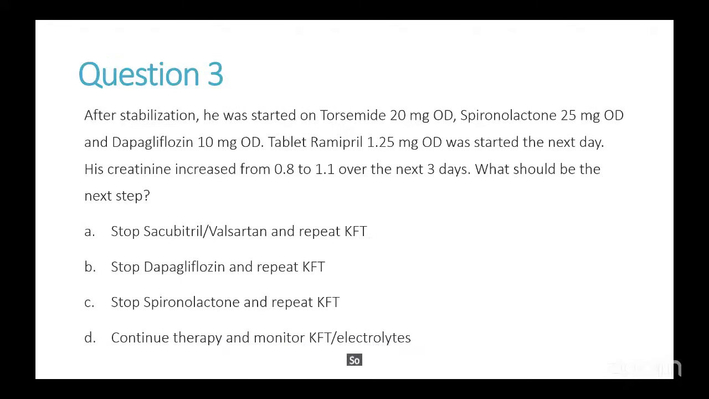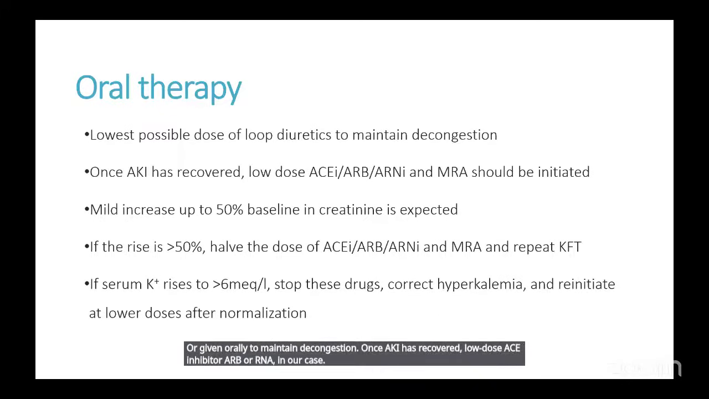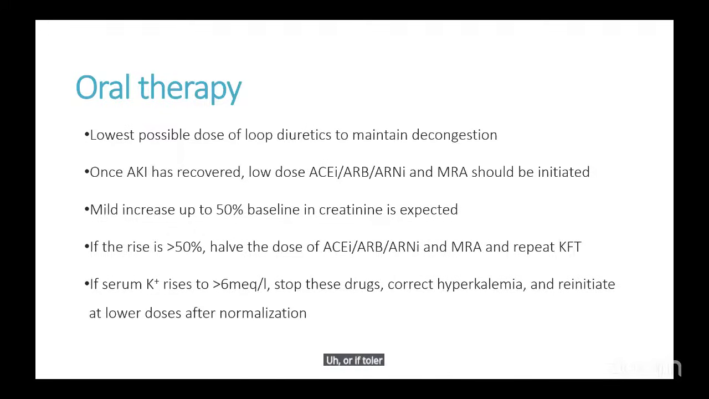So excellent. I'm glad everybody is on the same page as us in this regard. Most of you have answered correctly. So we should continue therapy and monitor the KFT or electrolytes in this case. The idea is that the lowest possible dose of loop diuretics should be given orally to maintain decongestion. Once AKI has recovered, low-dose ACE inhibitor, ARB or ARNI should be started. In our case, we could have started an ACE inhibitor because the pressures were on the lower side, or if tolerated, ARNI can also be given.